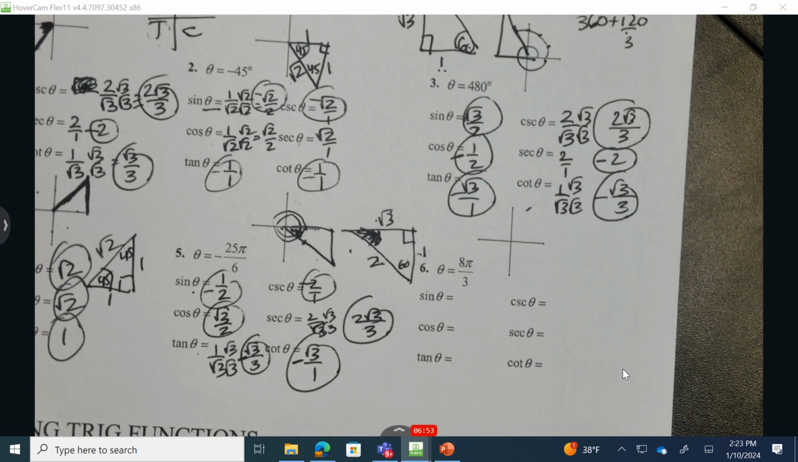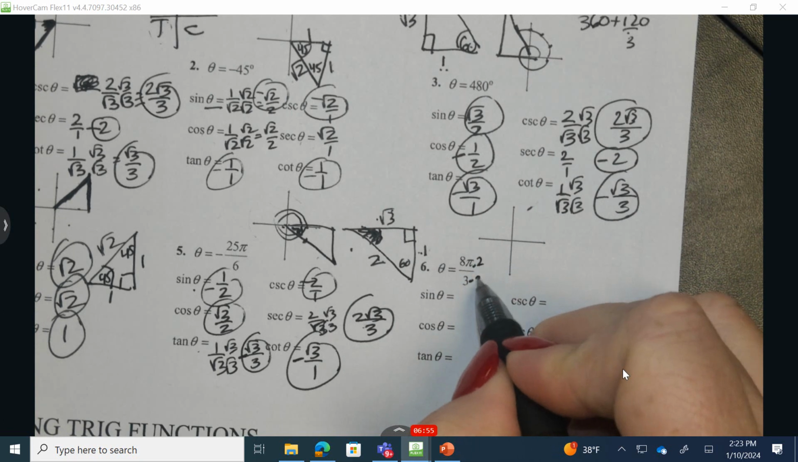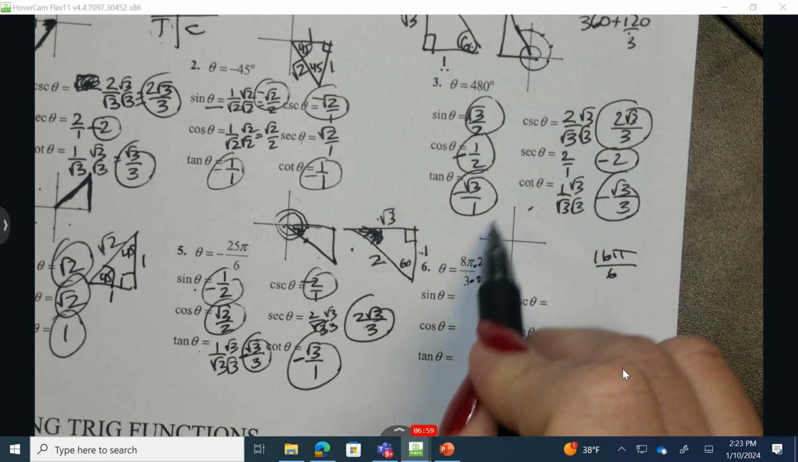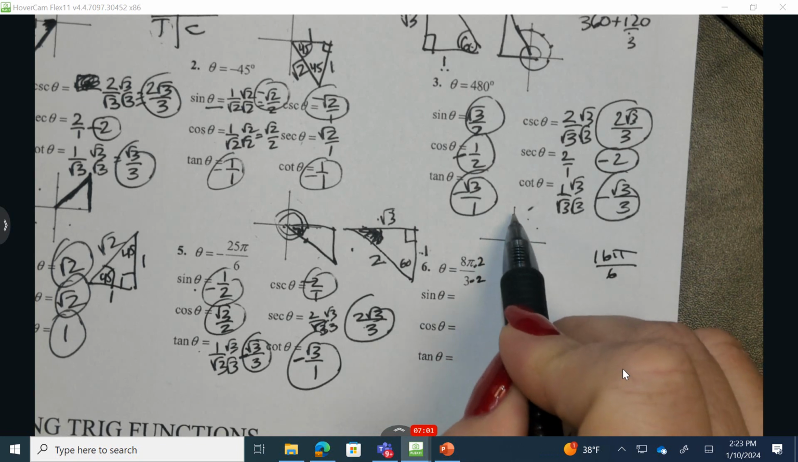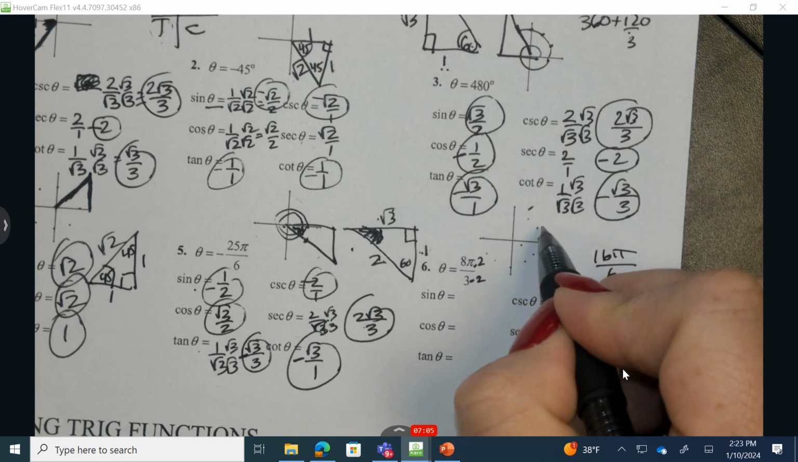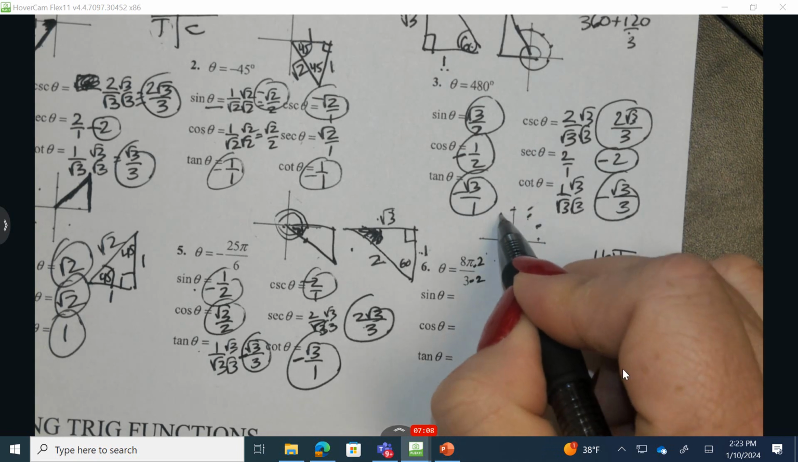Okay, let's go on to the last one. Now I'm going to rewrite this to make sure I have a 6 in the bottom, 16 pi over 6. Now 1 revolution is 12. How do I get that? 1, 2, 3, 4, 5, 6, 7, 8, 9, 10, 11, 12, 13, 14, 15, 16.